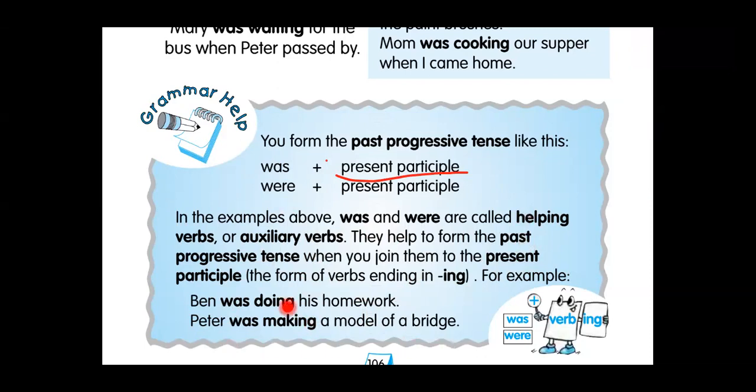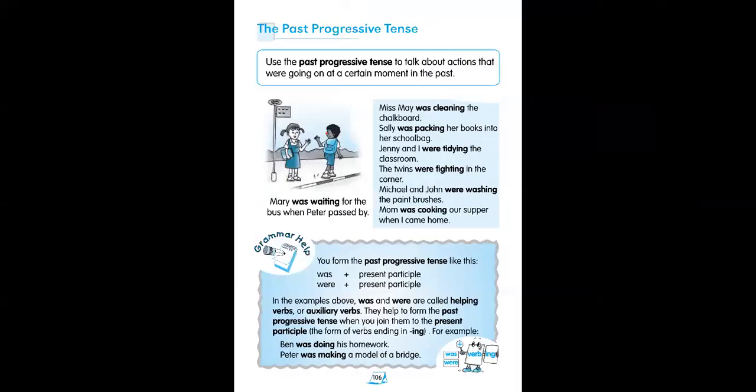So have you understood how we form the past progressive tense? Helping verb plus present participle. So what is present participle? Verb plus ing is nothing but present participle. Have you understood till here? Yes, ma'am. Okay.